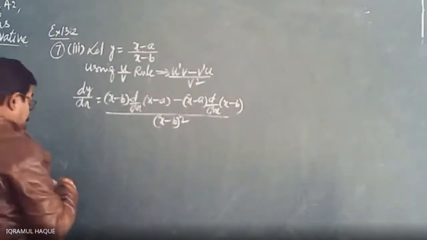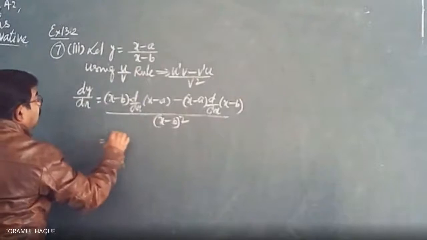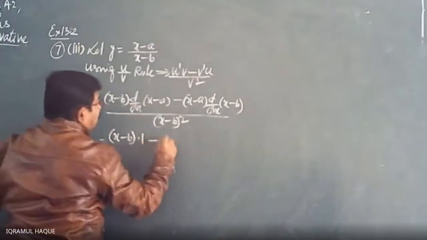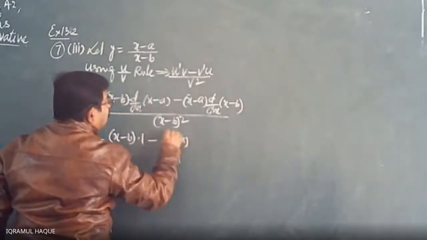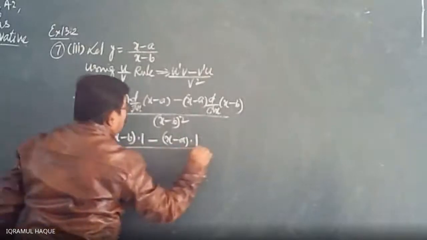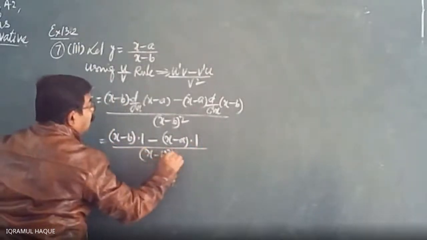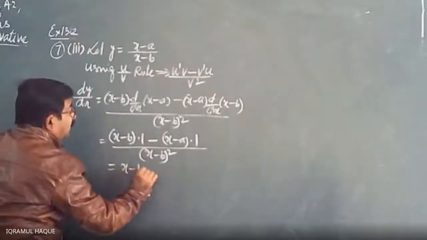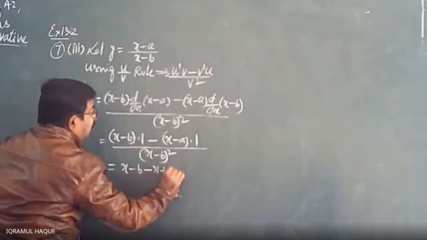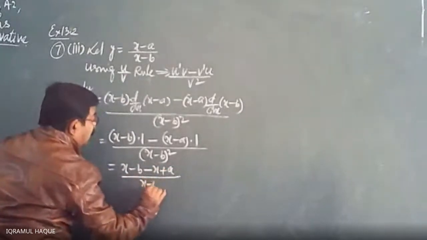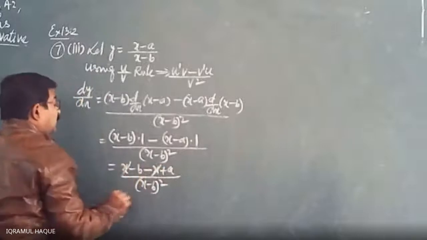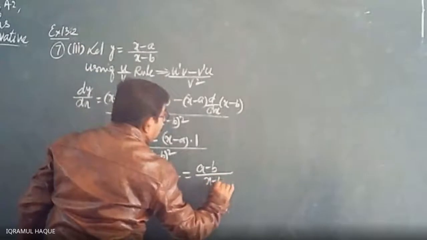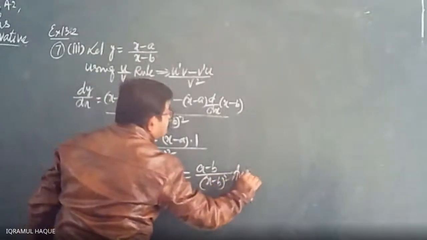So this x minus b is remaining same. This x minus a is 1, minus this x minus a is remaining same into 1, upon (x minus b) whole square. Open the bracket. What we have? x minus b minus x plus a upon (x minus b) whole square. This x and x will cancel. We have (a minus b) upon (x minus b) whole square is the answer.